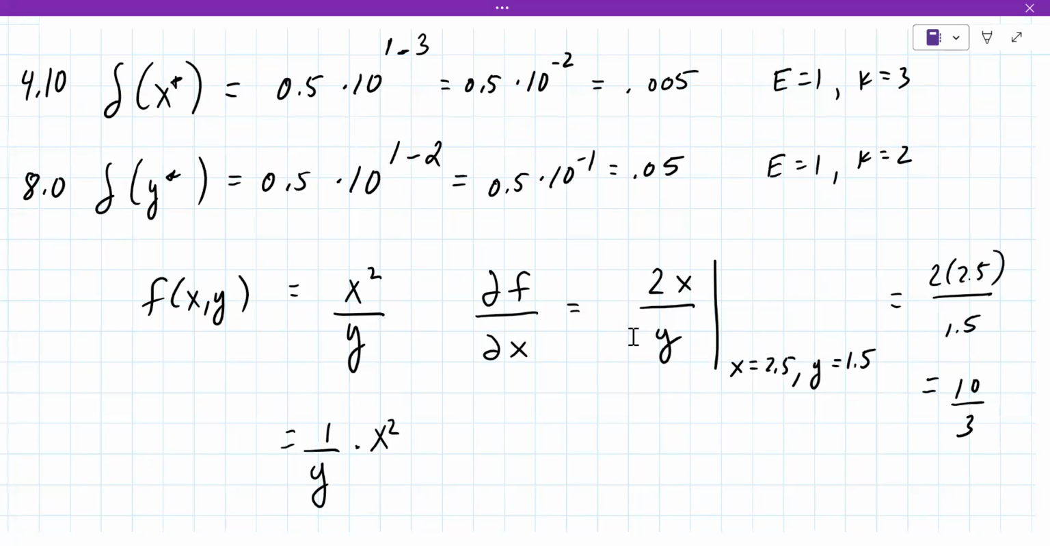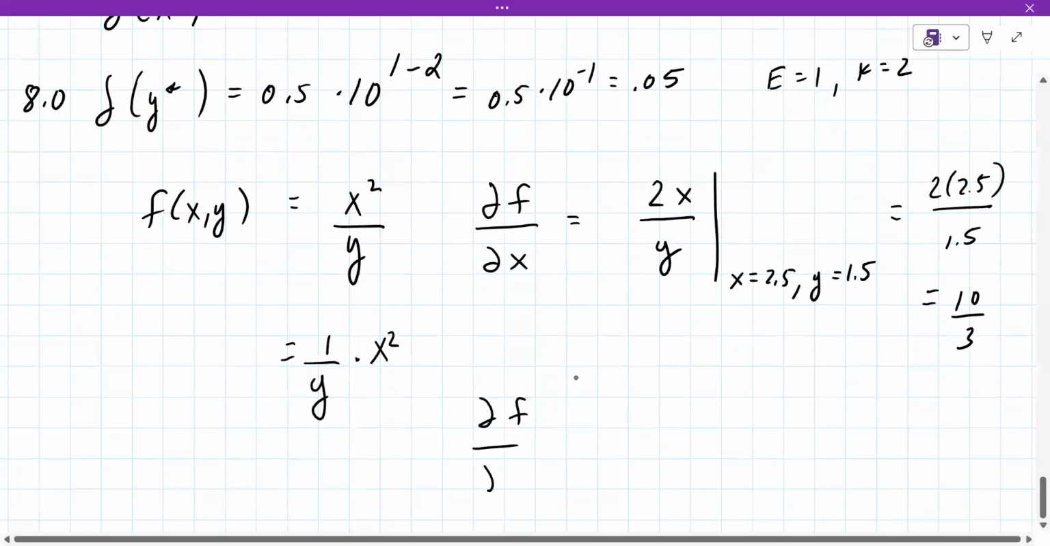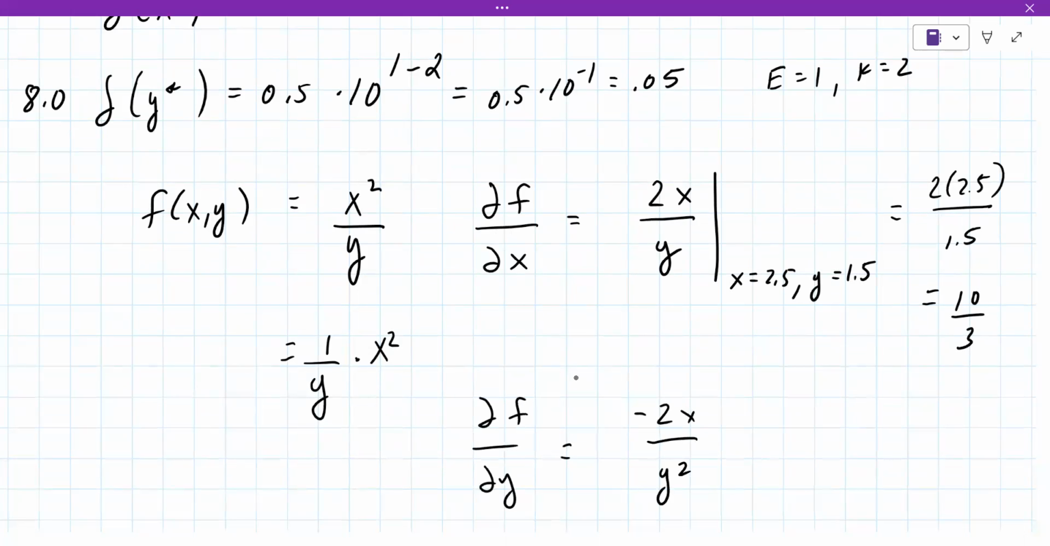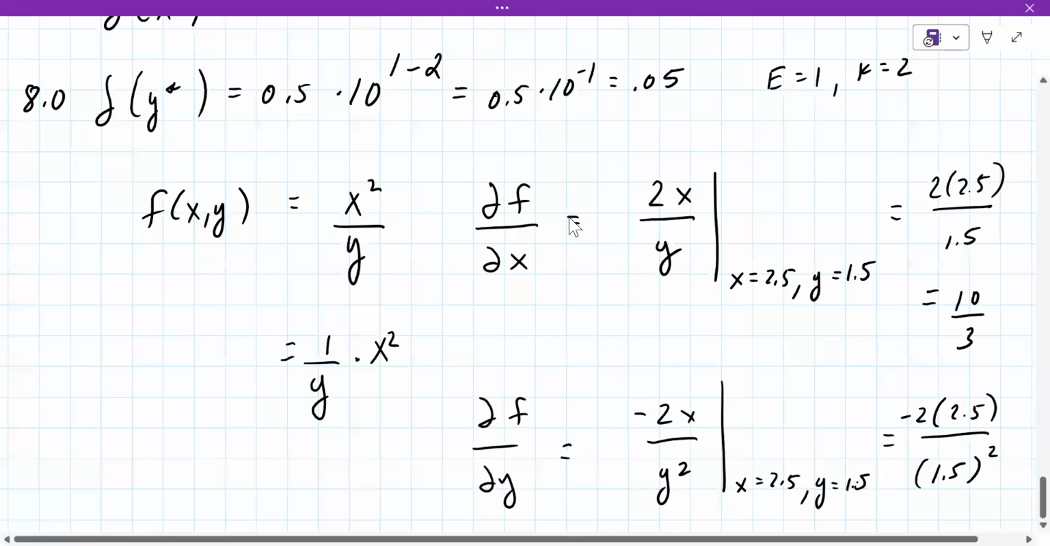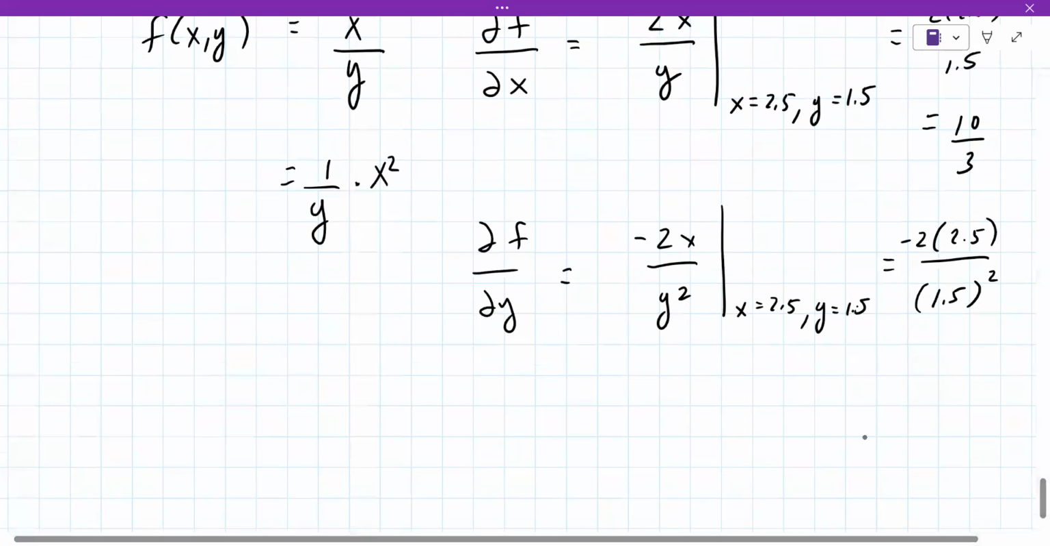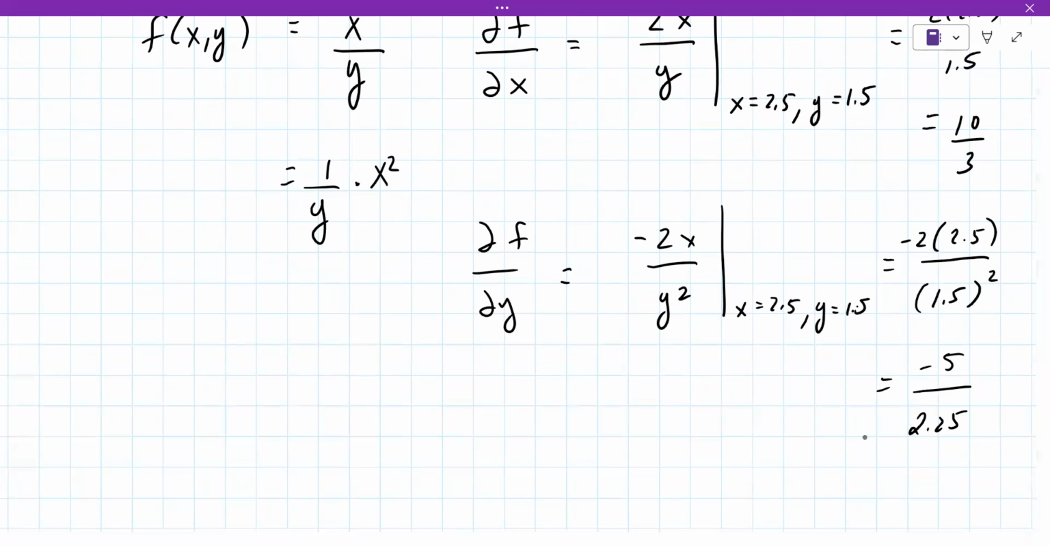All right. And then we have to take a partial derivative of f with respect to y. This becomes minus 2x over y squared. And then you again evaluate at the two points, x equals 2.5, y equals 1.5. So this ends up being minus 2 times 2.5 over 1.5 squared. So this ends up being minus 5 over 2.25, which is, well, minus 20 over 9.